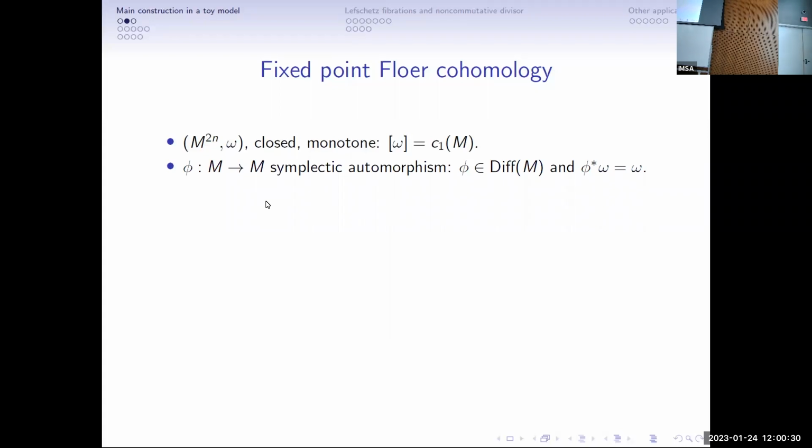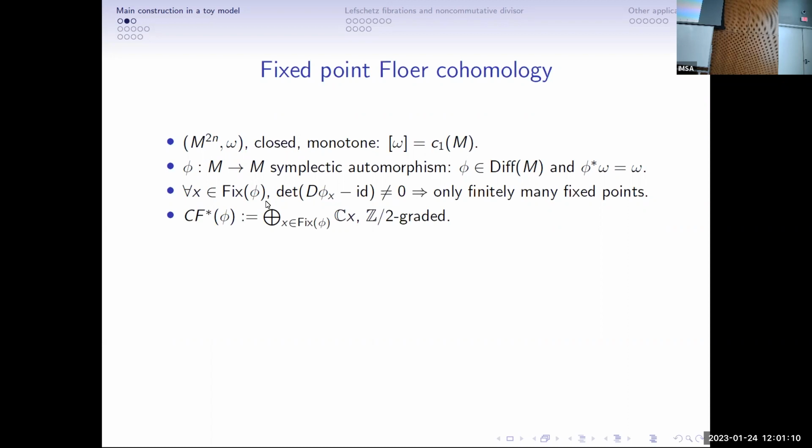Then let's take a symplectic diffeomorphism of our manifold. In other words, it is a diffeomorphism which pulls back the symplectic form to itself. For simplicity of our discussion, let's assume that this diffeomorphism is non-degenerate, in the sense that if we take any fixed point x of it and look at the linearization of this map at the fixed point x, it doesn't have 1 as an eigenvalue. In particular, all the fixed points are isolated, and because of compactness, there are only finitely many fixed points of our symplectic diffeomorphism.